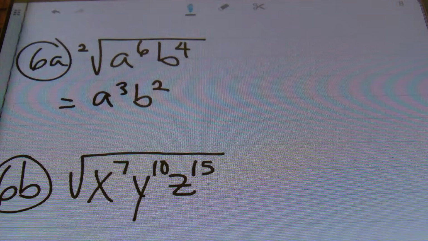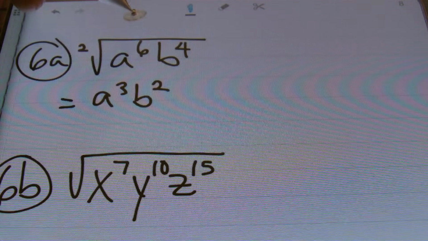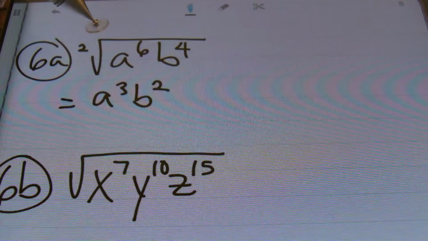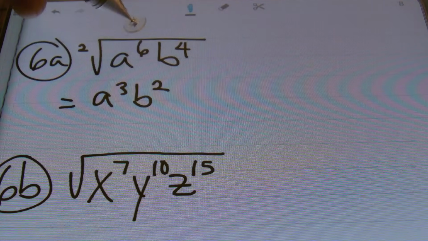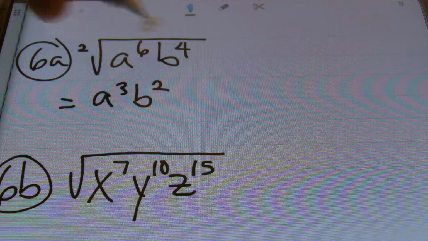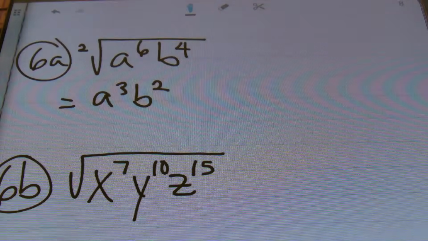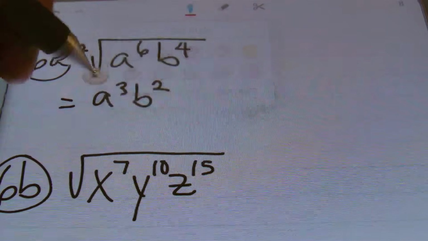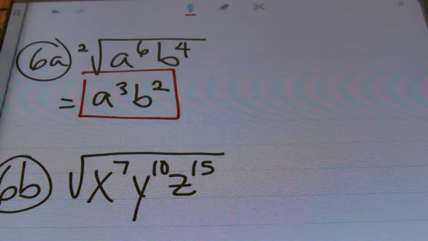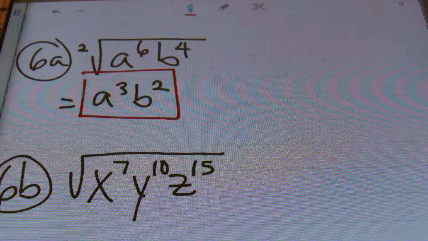In other words, to take the square root of a variable and its exponent, you simply take half of it. Take half of the original exponent. So 6 divided by 2 is 3, 4 divided by 2 is 2, and I'm done. That's the answer. A to the third power, b to the second power. Done and done. All right.